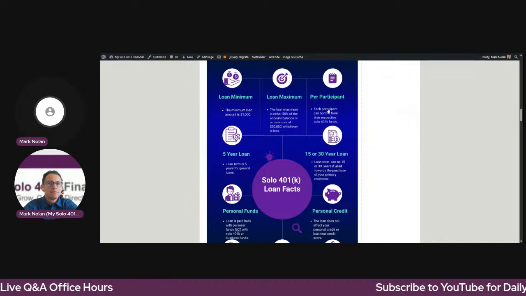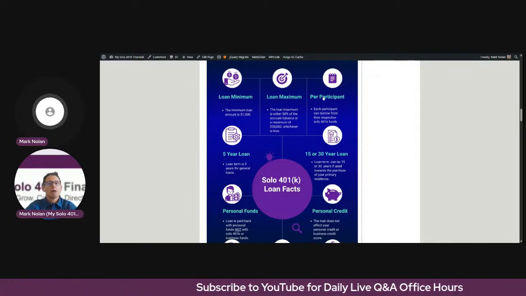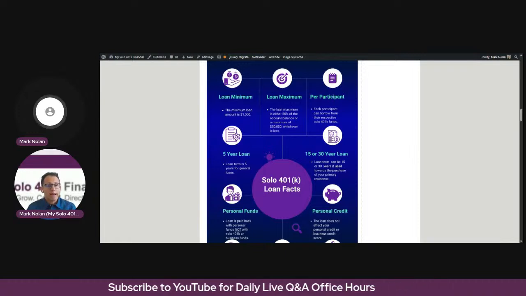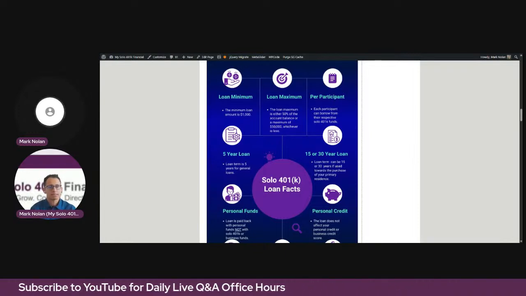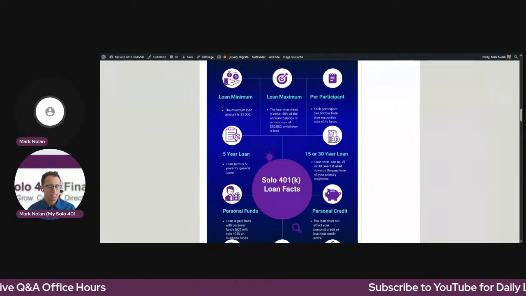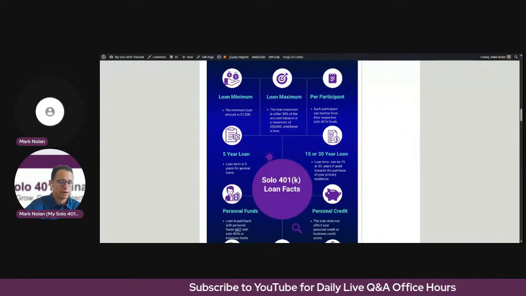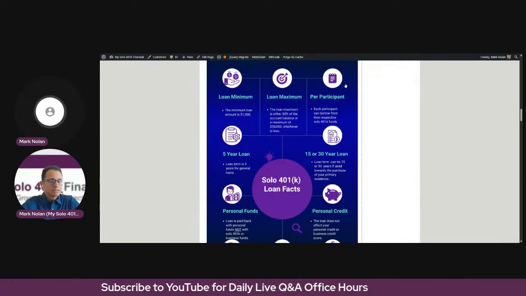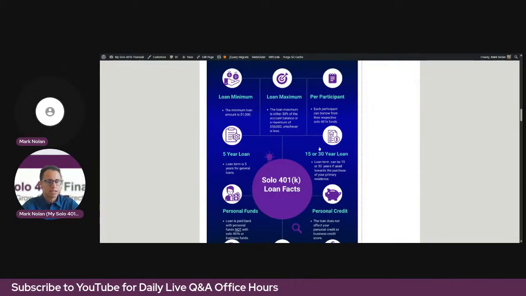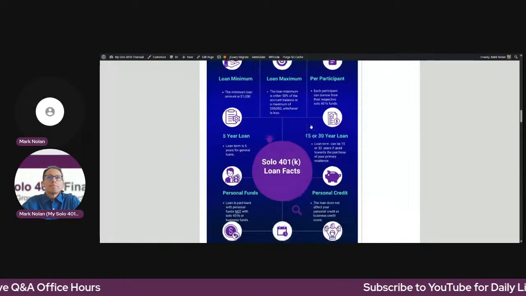The loan maximum is per participant. So if you have a solo 401k plan where both spouses are self-employed in the same business and therefore participate in the same plan, and they both have balances in the plan, they can each borrow from their respective solo 401k funds up to these limits I described up above, that 50% limit, not to exceed $50,000.